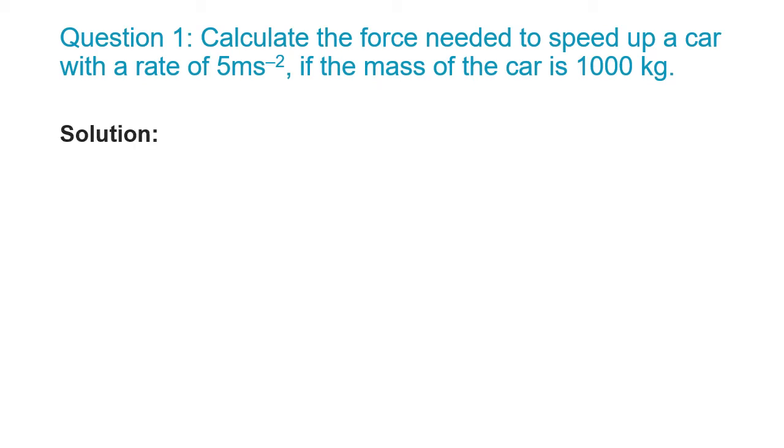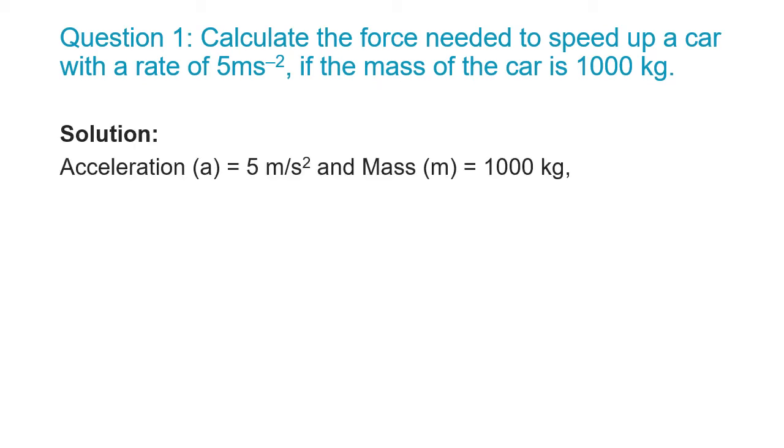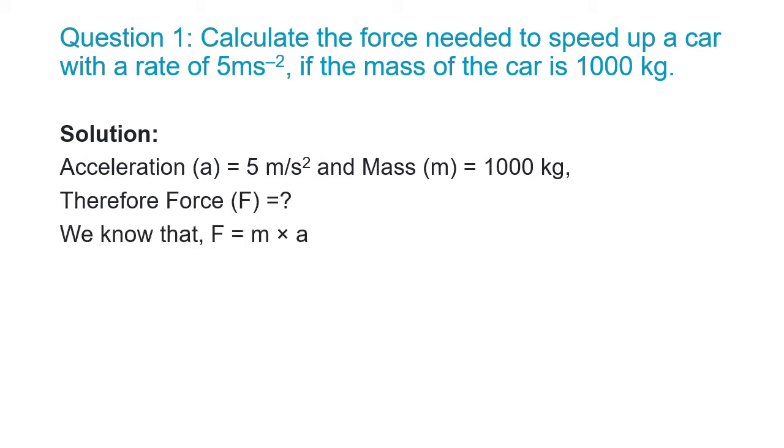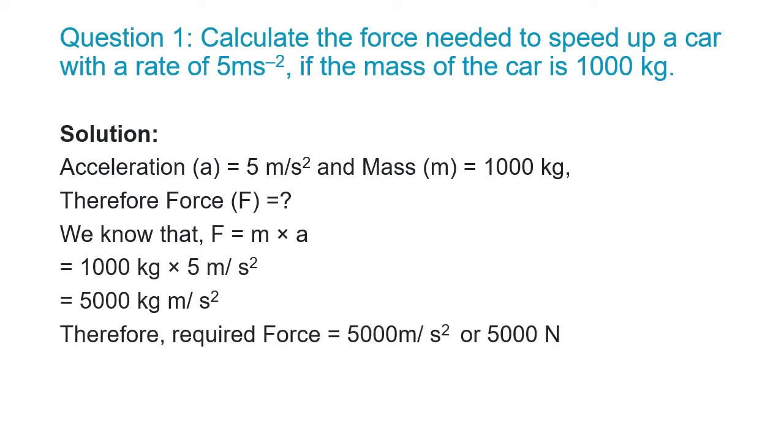So what data are we given? The acceleration we want is 5 meter per second square. The mass of the car is 1000 kg. We have to find the force. So we'll use the formula force equal to mass into acceleration. Mass is given, acceleration is given, multiply them both. So we get 5000 kg meter per second square, that is nothing but 5000 Newton.